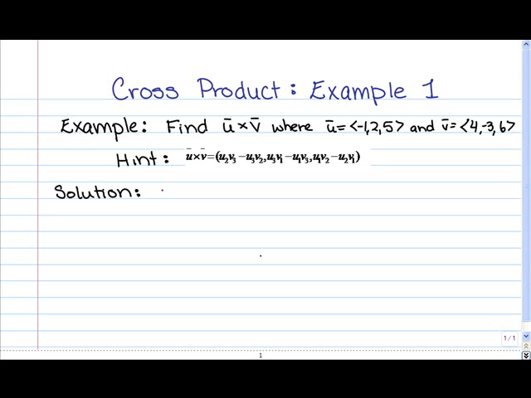So hopefully you've had a chance to try this out. Let's go ahead and write out what it is that we're trying to do. We're trying to find the cross product of the vectors u and v, which is the cross product of the vector -1, 2, 5, and the vector 4, -3, 6.